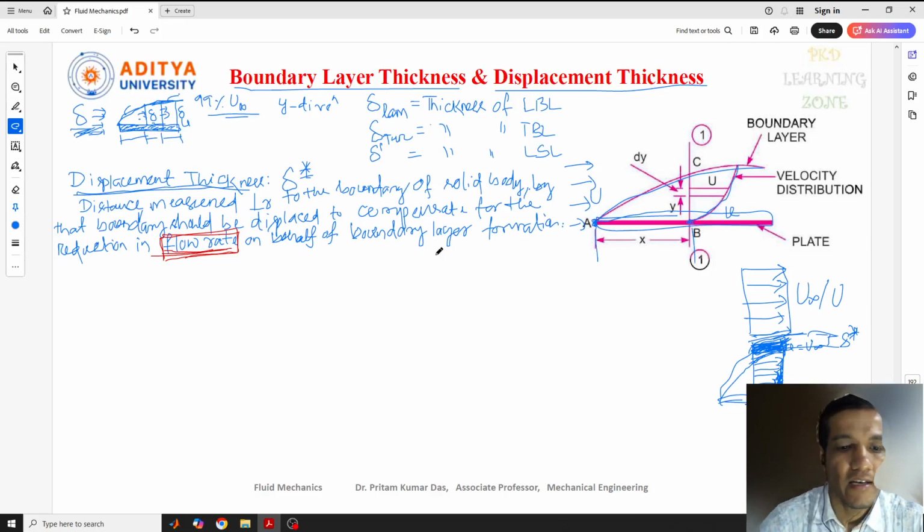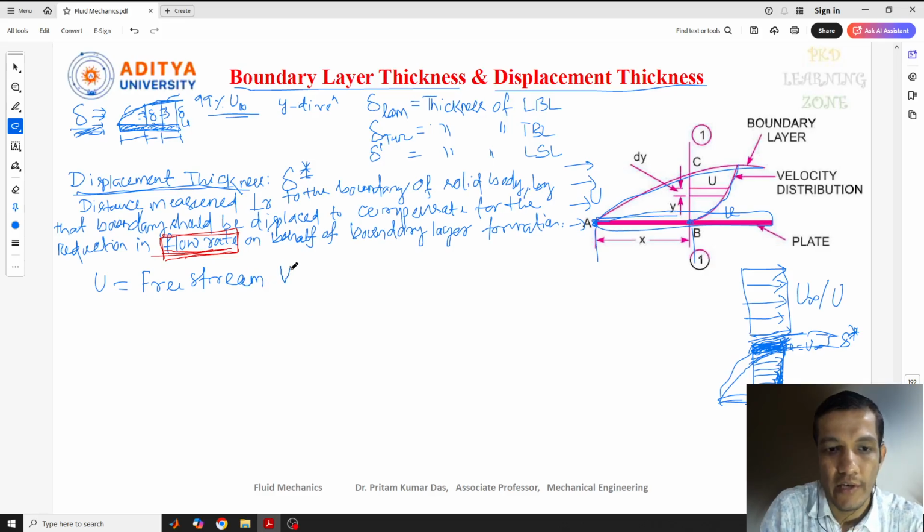Let's consider the fluid is flowing with a free stream velocity equal to U, which I already told you. Suppose U is the free stream velocity, and this fluid is flowing over a thin plate. This is the plate we have considered, and a distance of x.